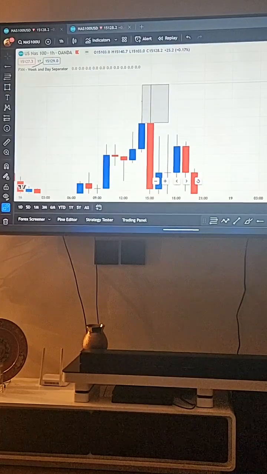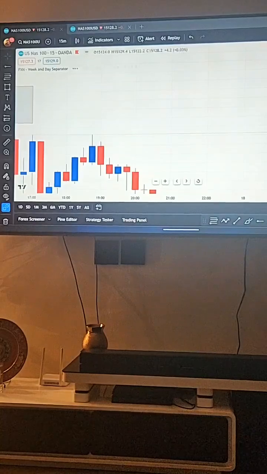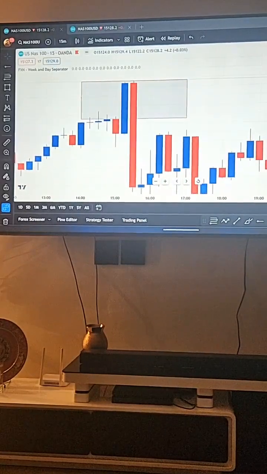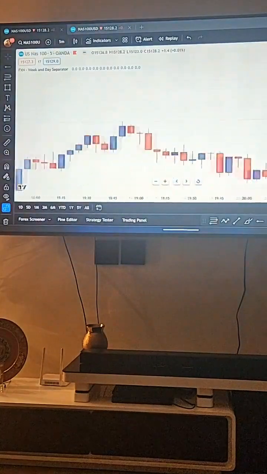So that was wrong. So let's go back to our 15-minute time frame within there, right? Okay, great. So we are there. Let's go into the 5-minute time frame within that box.